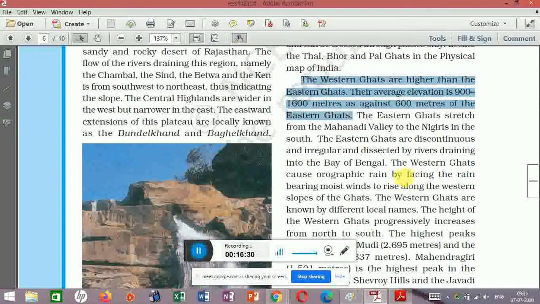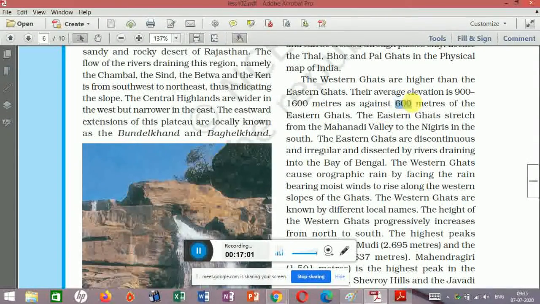The Western Ghats are higher than the Eastern Ghats. The average elevation is 900 to 1600 meters as against 600 meters of the Eastern Ghats. That means the Western Ghats are higher than the Eastern Ghats. The height of the Western Ghats is between 900 to 1600 meters, whereas for the Eastern Ghats it is 600 meters only.